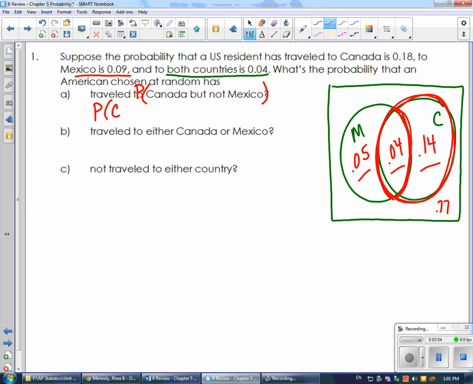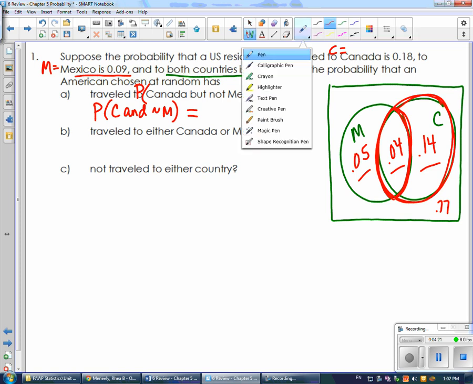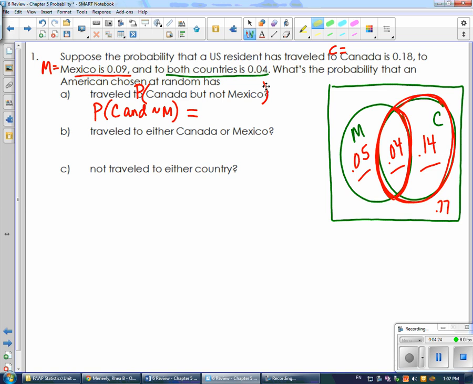I'm letting C represent Canada, and it's probably a good idea for me to go ahead and define my events. If I want Canada but not Mexico, but is another way of saying and, so that would be Canada and not Mexico. There are lots of different symbols that you can use for not. So if I'm looking at Canada and not Mexico, I'm going to get a highlighter here. I'm looking for everything that overlaps Canada and not Mexico.